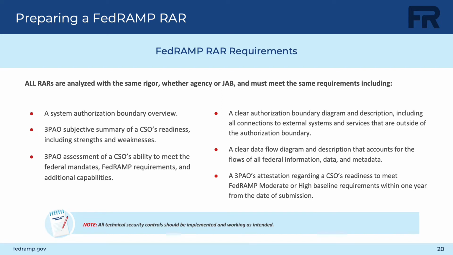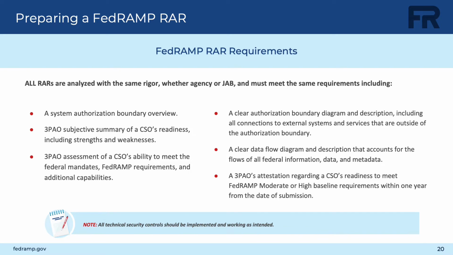It should include a 3PAO's attestation regarding the CSO's readiness to meet FedRAMP Moderate baseline requirements within 1 year from the date of submission. The requirements are more rigorous for high baselines. Finally, for all RAR sections, it's important to be specific, clear, and succinct. The RAR template is primarily structured in a series of questions that cover key areas of concern to gauge readiness for moving towards FedRAMP authorization.